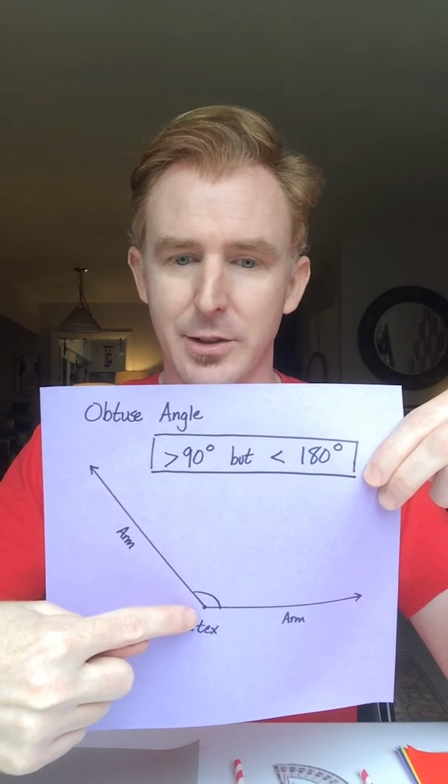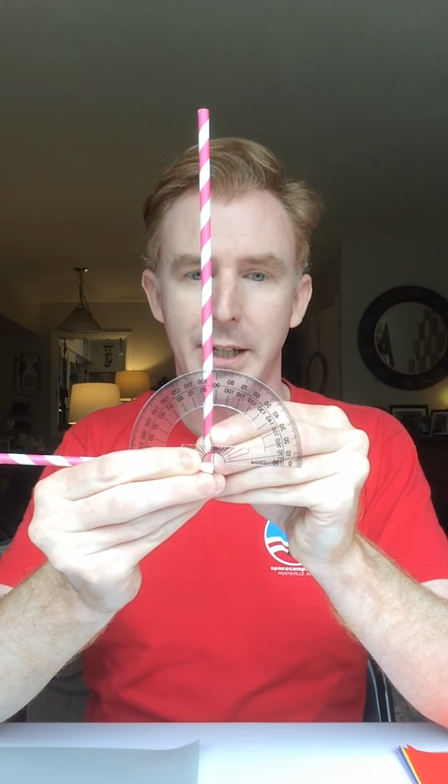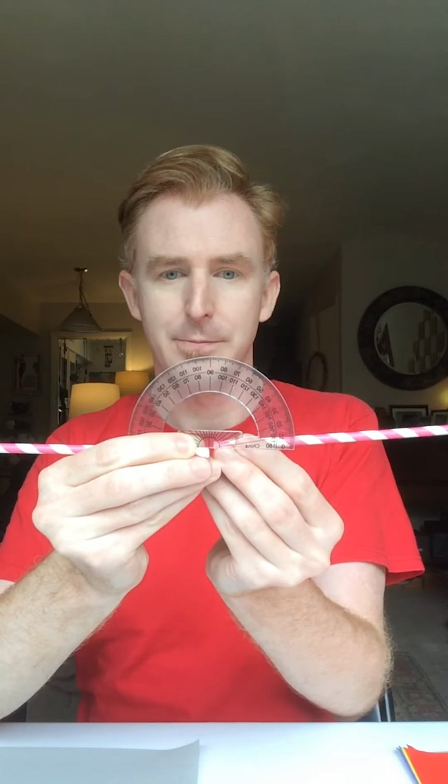Notice you still have the vertex there in the center, the arms extending out, and how would that look on our protractor? Line up your arms, start out at 0, leaning up. We have our acute angle range, we hit our 90-degree right angle range, and anything greater than 90 degrees, all the way down, but not before you reach 180. So within this range of 90 and before you hit 180 is our obtuse angle range.